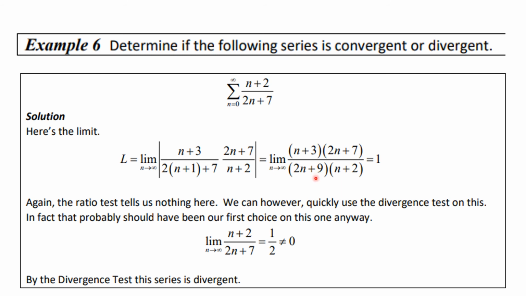So when I start looking at this, what I see is this is 2n squared if I expand it, and this is 2n squared if I expand it. So this limit is going to be 1. The test fails. But what we could also do is look at the limit of the terms as n goes to infinity. Well, this limit is equal to 1/2, and that's not equal to 0. So by the divergence test, we know that this series is divergent.